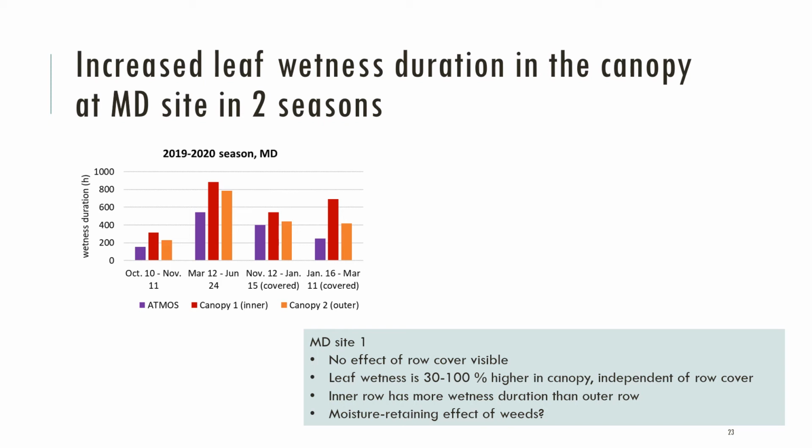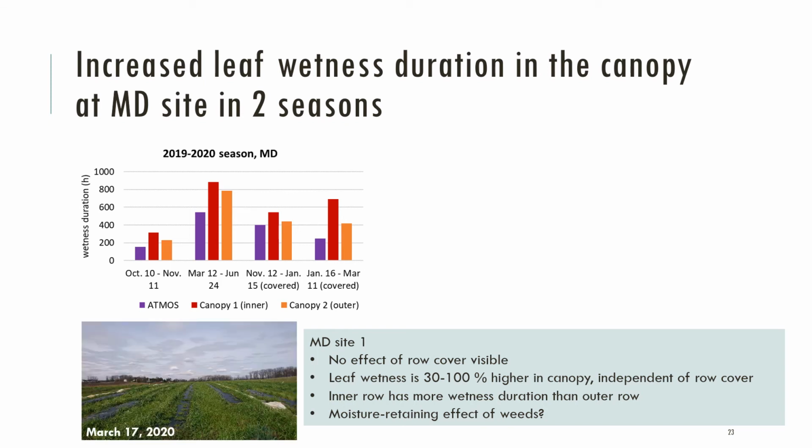The covered time frame was from November to mid-March, and I subdivided this time frame into two separate smaller time frames because of the weeds that we saw when we uncovered the plots in March. So we thought that the weeds might have had an effect on the leaf wetness duration underneath the covers, because it looks like, especially from January to March, that leaf wetness duration was greatly increased by the covers. But we think that this is mainly because of the weeds, because when we look at the time frame from November to January, when the weeds were probably still small and dormant, we see that the leaf wetness duration is still increased, but not as much as in spring when the weeds started growing.